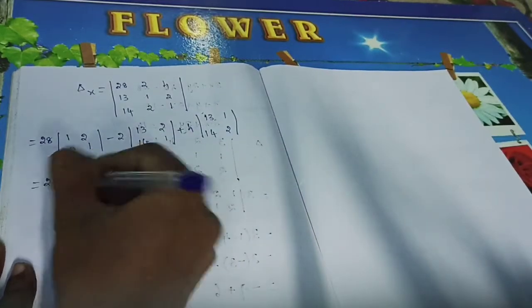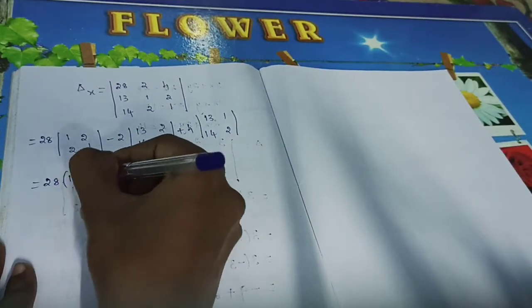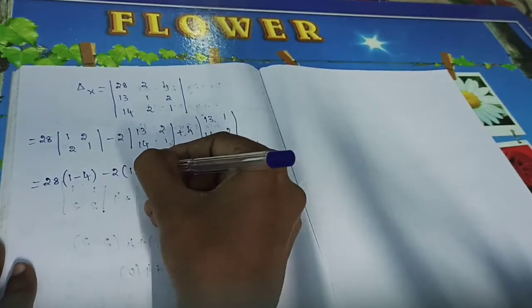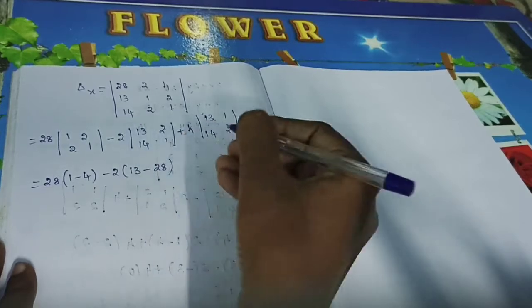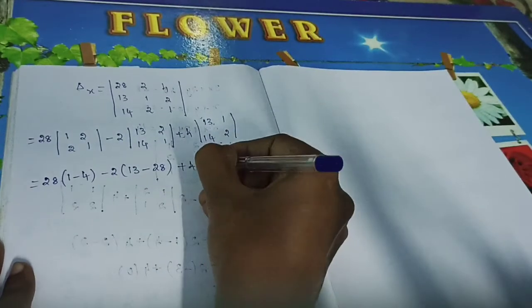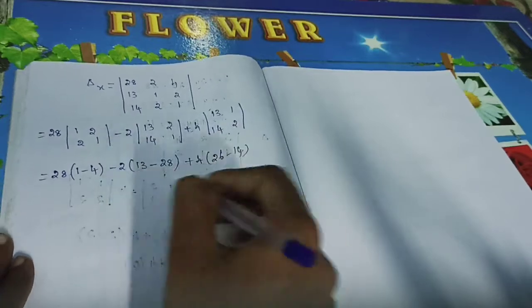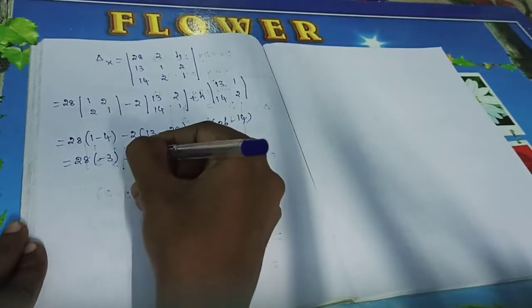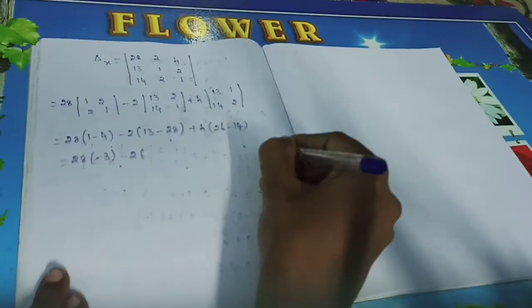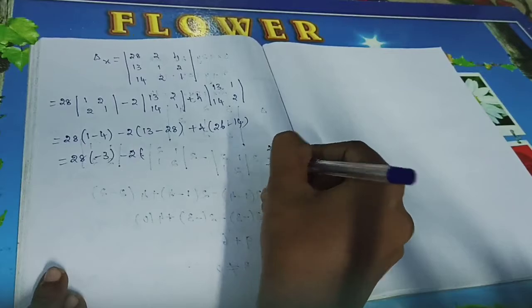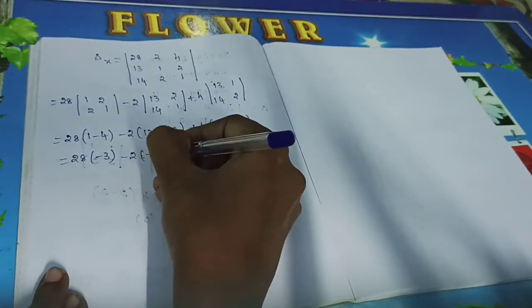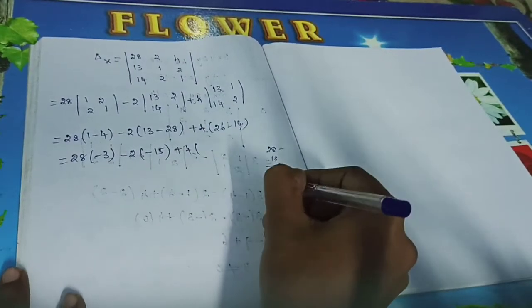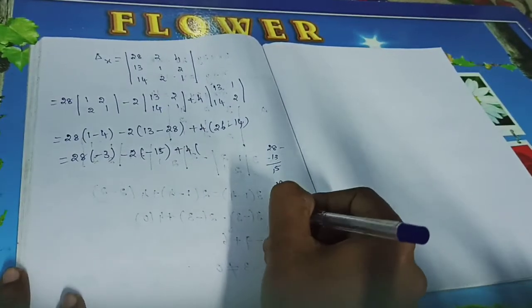That is equal to 28 into (1 into 2, 1 is 1, 1 minus 4). Minus 2 into (13 into 1 means 13, minus 14 into 2 means 28). Plus 4 into (13 into 2 means 26, minus 14). Do it very carefully. That is equal to 28 into minus 3, minus 2 into (13 minus 28, that is minus 15), then plus 4 into (26 minus 14, you will get 12).